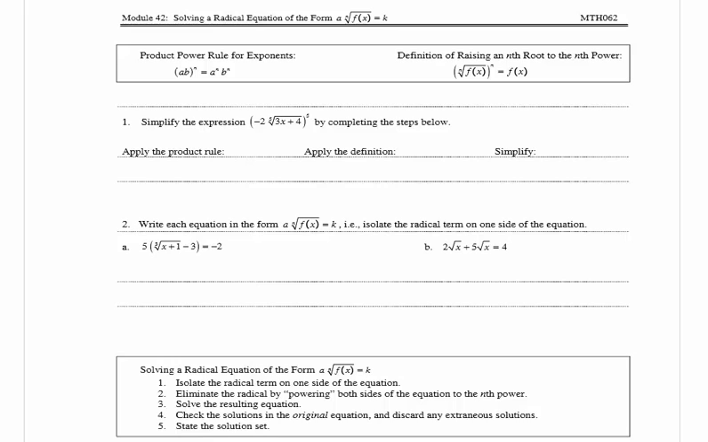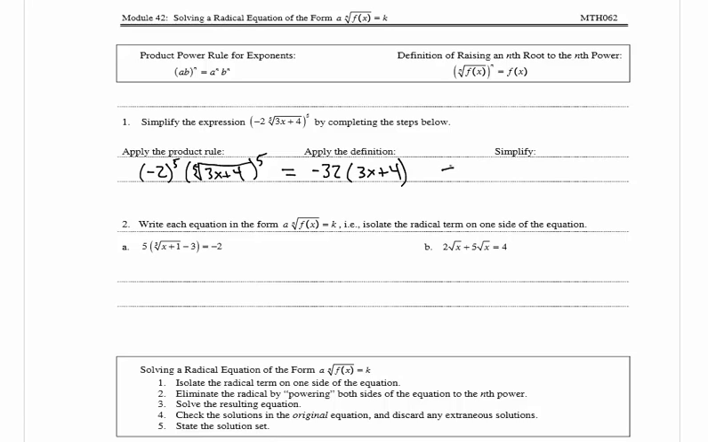First, it wants us to apply the product rule. So we have negative 2 to the fifth times the fifth root of 3x plus 4 to the fifth. And now it wants us to apply the definition. So we have negative 2 to the fifth is equal to negative 32 times the fifth root of 3x plus 4 raised to the fifth. So we have 3x plus 4.